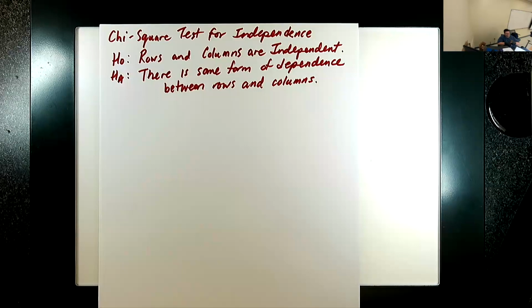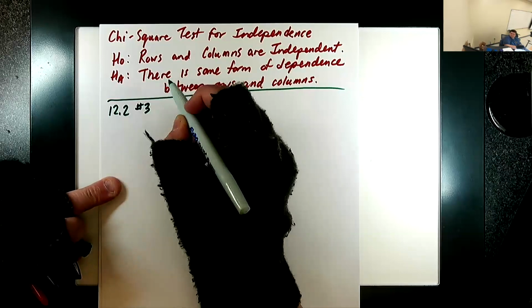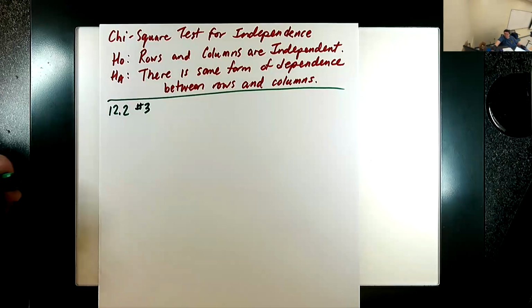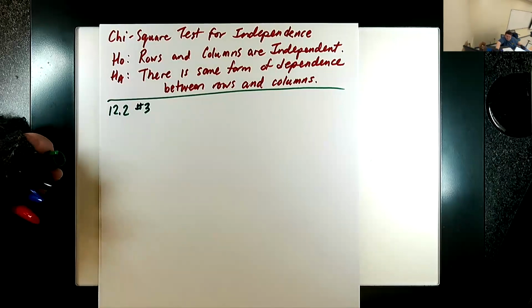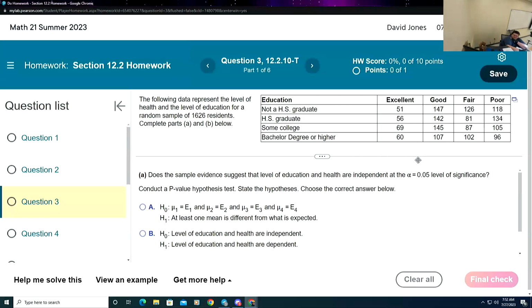Mm-hmm. That's reality. All right, we're gonna take a look at 12.2, number 3. And I'm gonna write the table here. It might be easy for you guys to read because it is big numbers. So let me share the screen. The following data represents health and level of education for 1,626 residents. N equals 1,626. I don't think I need that, but I wrote it.